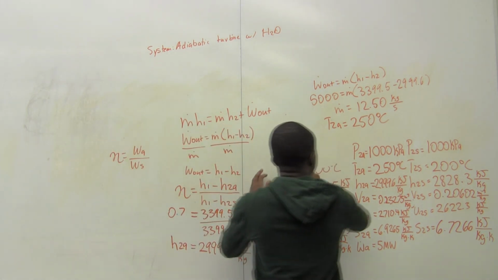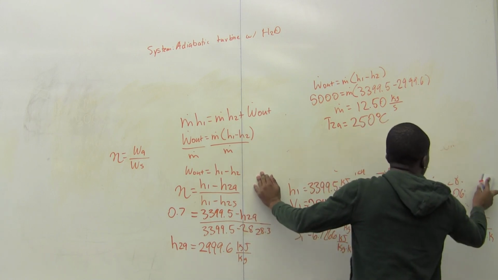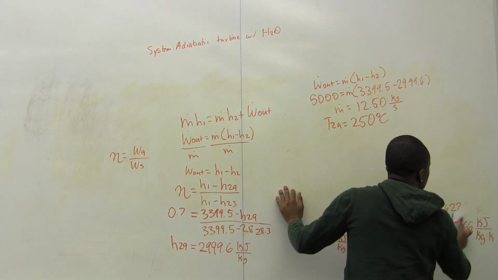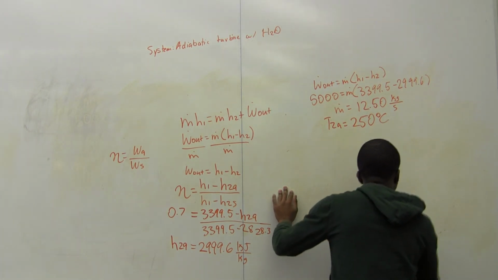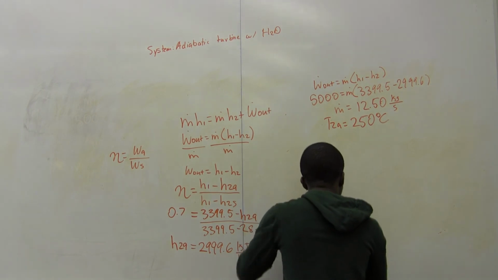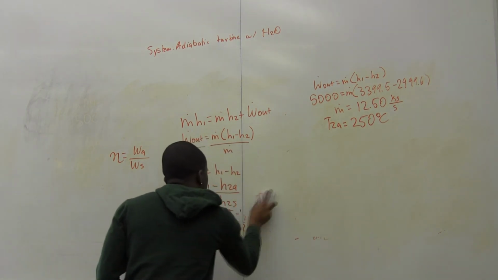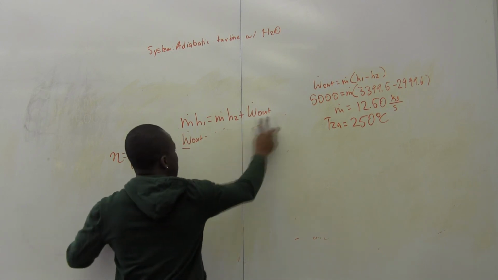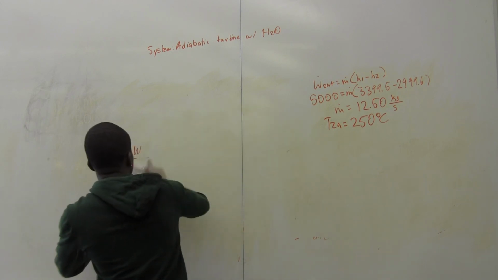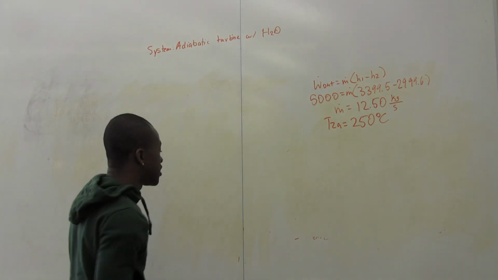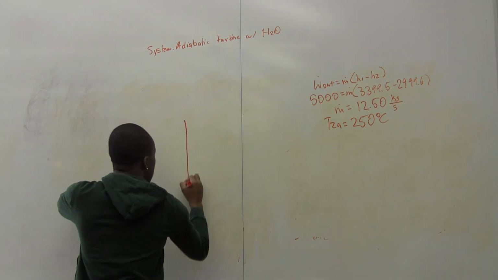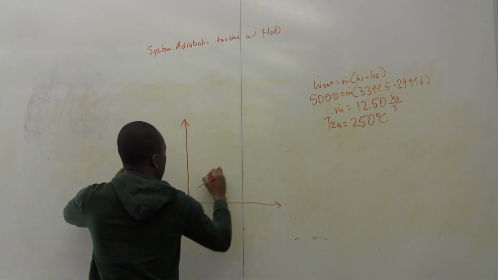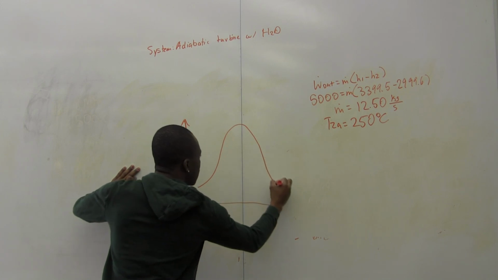But we're not done just yet. Oh, I probably shouldn't have erased that, but it's okay. We still have to draw and sketch everything. Since we're dealing with water, we're going to have a sketch for a phase changing substance. It's going to end up looking something like this. Here, it's ideal to draw a TS diagram, and the TS diagram looks something like this.